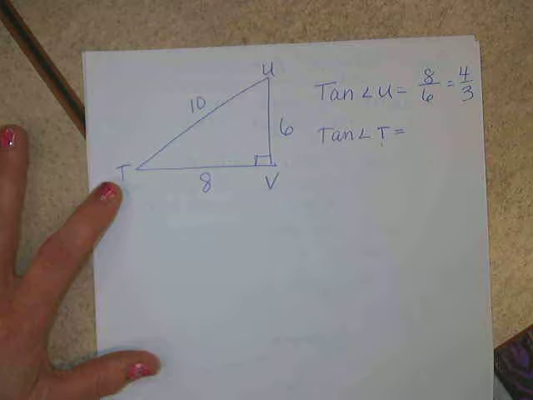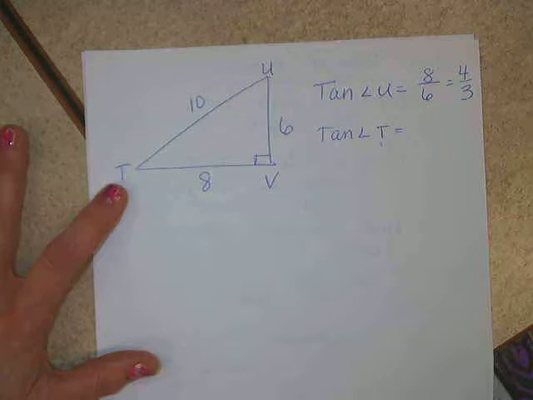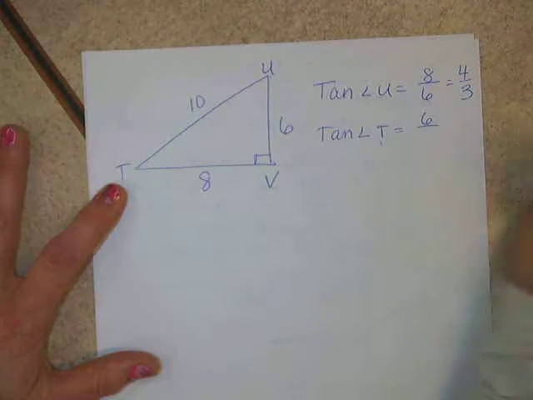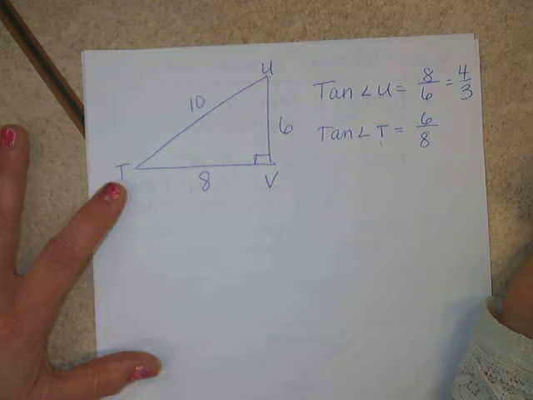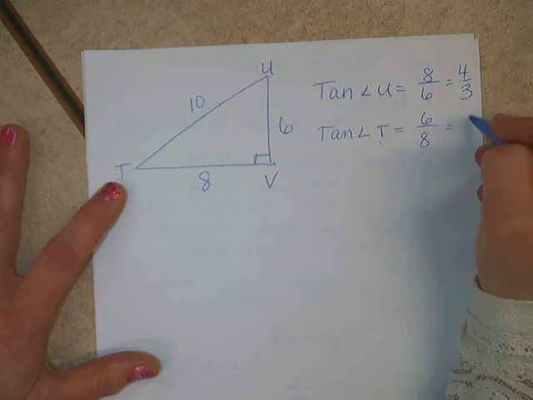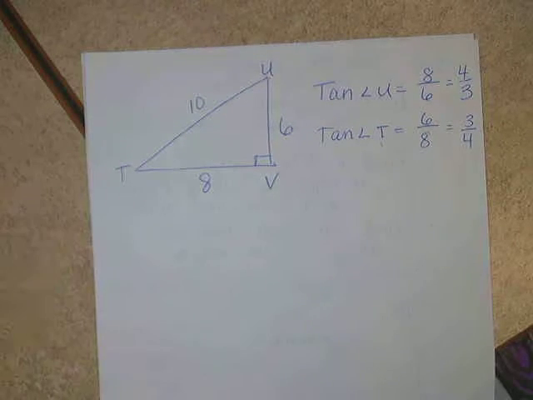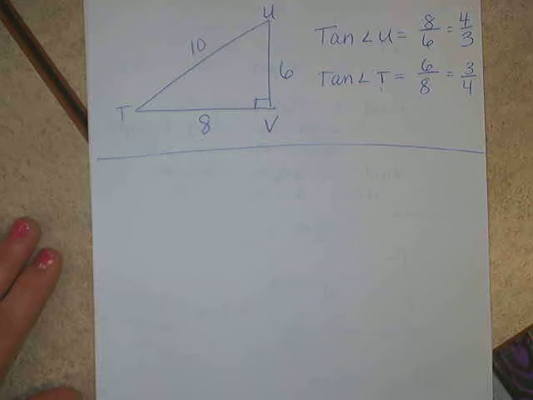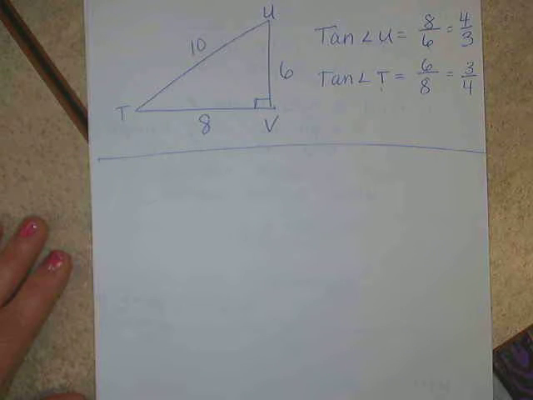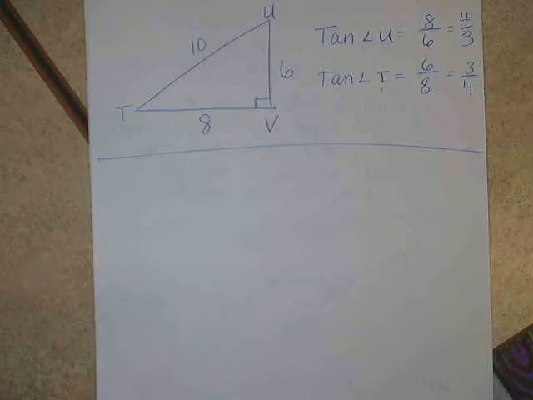But if I'm writing the tangent of angle T, then what is the opposite for T? 6. Yeah, opposite is 6, adjacent is 8. And that's still going to simplify, but that would be 3 over 4. Okay? No decimals for those ratios. Okay, so don't use your calculator and go, well, it's 0.75. We don't want decimal answers. Okay.